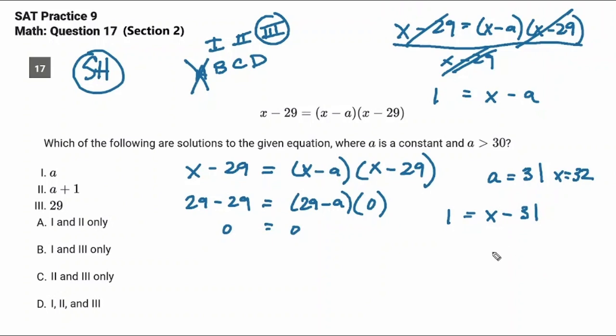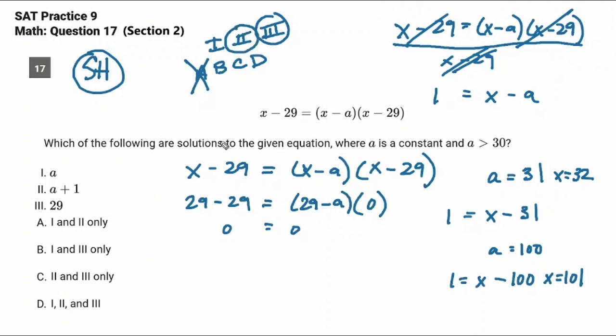What's going to happen if you make a 100? It's going to be 1 equals x minus 100, so x is going to be 101. It's always going to be a plus 1, right? X is always going to be a plus 1 if you plug in an a bigger than 30. So is 2 always going to work? 2 is always going to work.